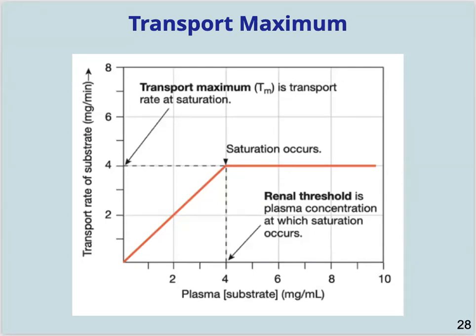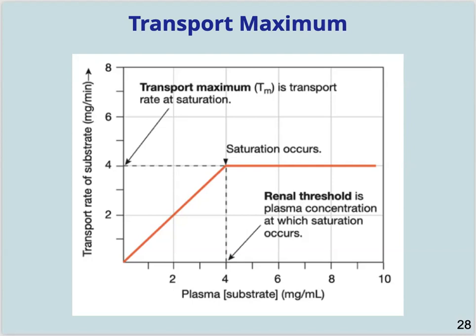Since our tubular cells have a finite number of carrier proteins on their membranes, transcellular transport systems are limited. And so the transport maximum, TM, is the point at which an increase in the tubular concentration of a substance will not result in an increase in its reabsorption. This is because when all the carriers for a specific solute are saturated, not all the solute can be reabsorbed, and whatever wasn't reabsorbed will end up being excreted in urine.